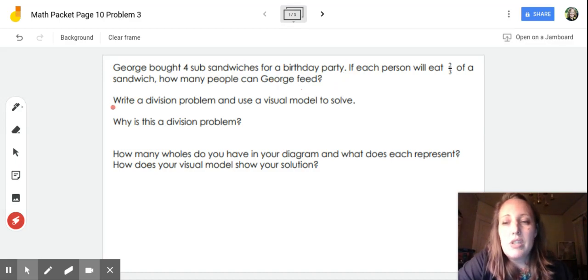So there's some specifics here. It says write a division problem and use a visual model to solve. Then it says, why is this a division problem? Well, we're going to figure that out.